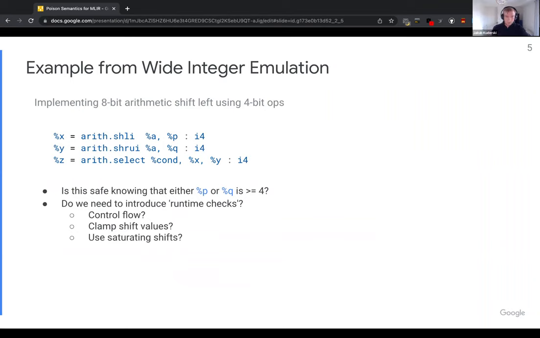But if you check the spec for the arith dialect, and you see what it says about shift instructions, it doesn't really say what happens when invalid inputs are passed in, at least in most cases. So it's not clear if we have to introduce some runtime checks, some control flow. If we have to clamp values, these are all viable options, but because the spec doesn't say, it's difficult to know what is valid, what is not valid, and how to use it.